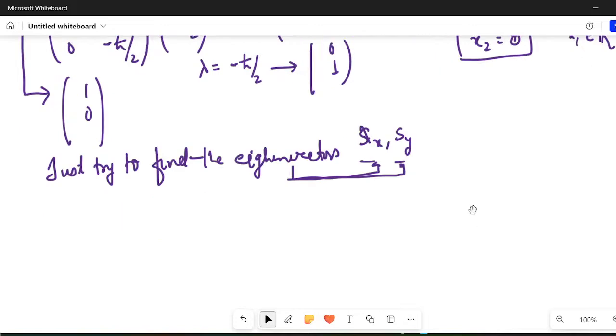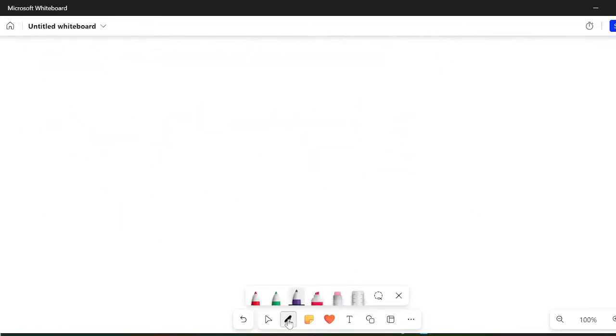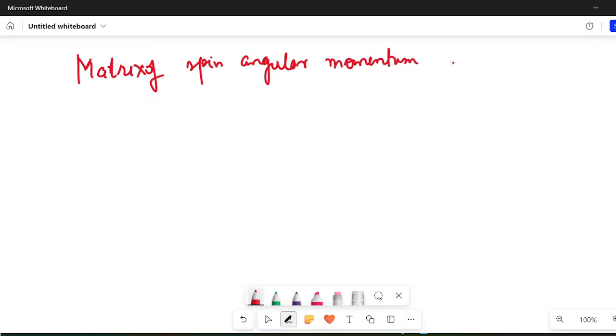Okay, now let us take another example from Hermitian matrices, and let us take a matrix of spin angular momentum along a specific direction, let's say theta comma phi. This is represented as Sn. So basically n cap means we are trying to be in the direction of theta and phi.